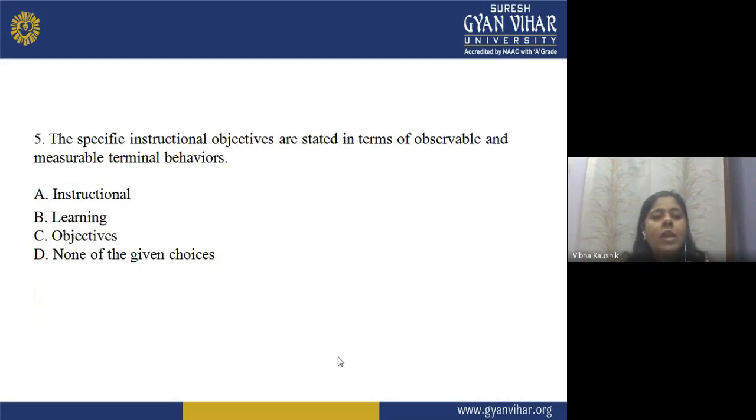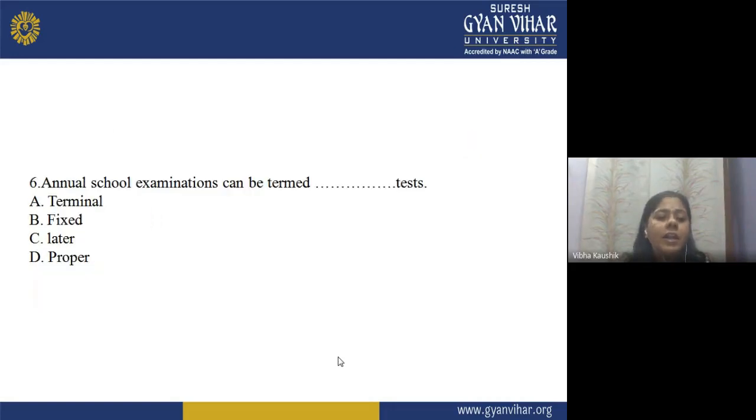The specific instructional objectives are stated in terms of observable and measurable terminal behavior. What are they? Instructional learning objectives or none of the given choices? The answer is A, meaning the specific instructional objectives are needed. Annual school examination can be termed dash test: terminal, fixed, later, or proper. The correct answer is A, meaning terminal test.